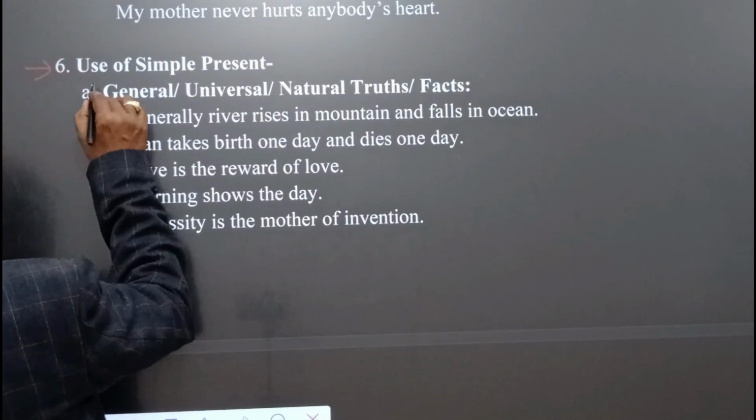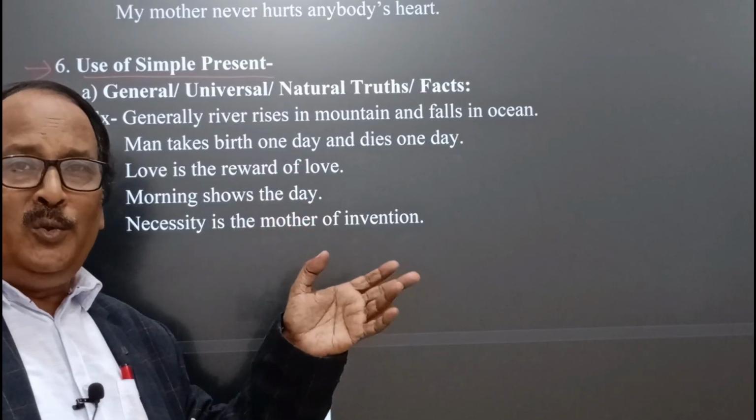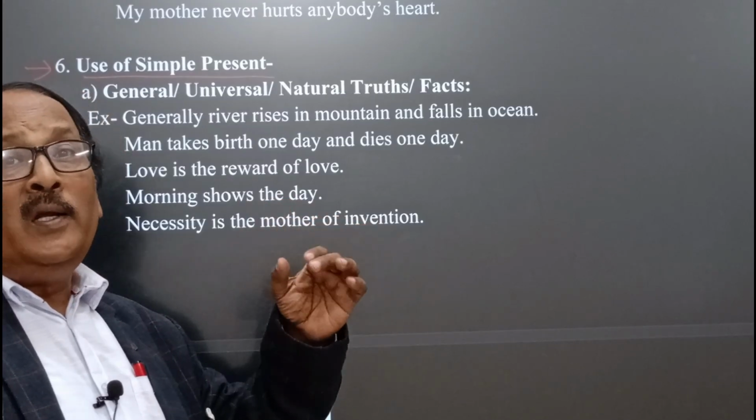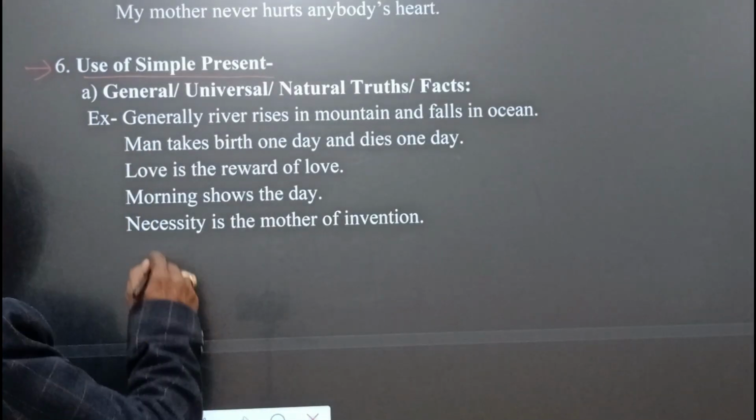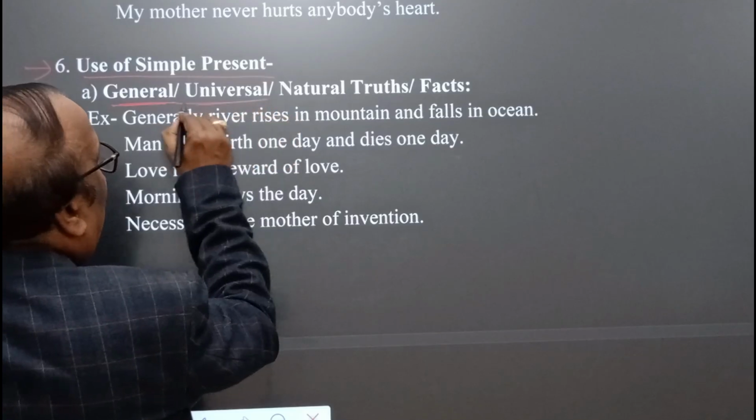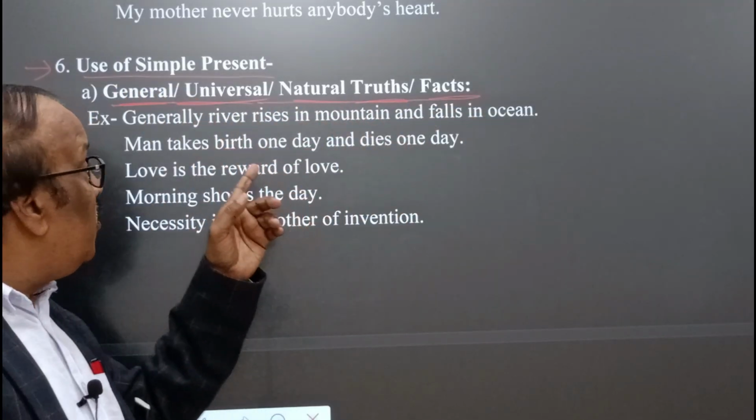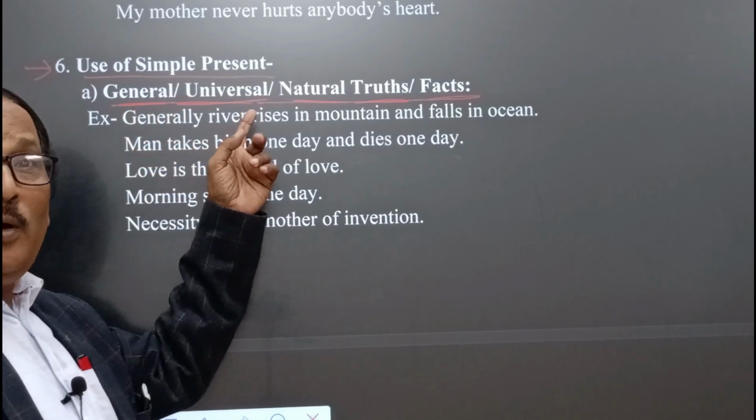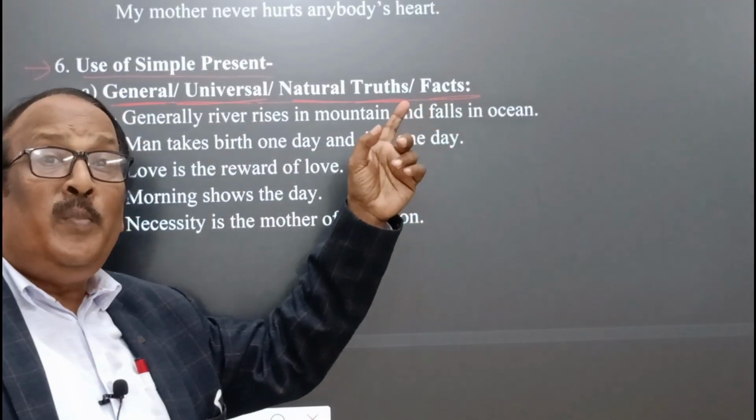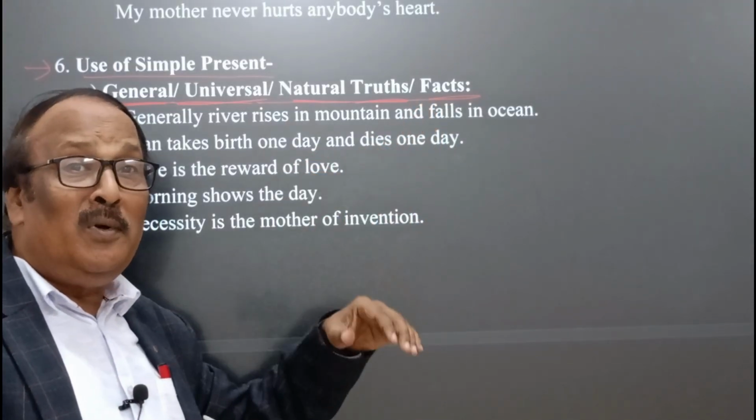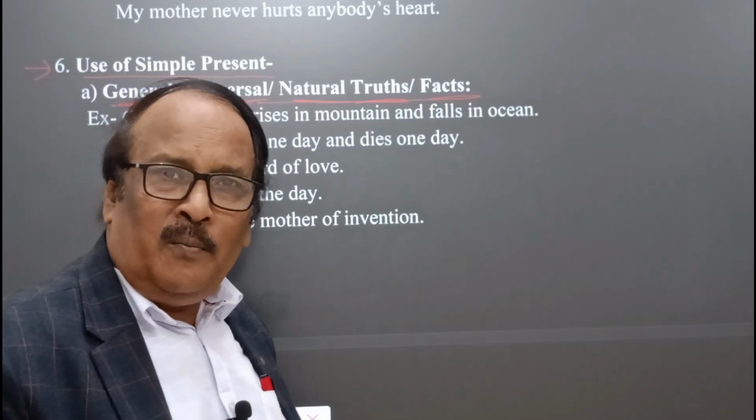Point 6. Use of simple present. How we usually use simple present in our spoken and written English. Okay, let's see. Point 1: general or universal or natural truths or facts. It means any action which is based on general truth, universal truth, natural truth, or fact. Simple present is generally used. Therefore, it is a vast area in which we use simple present.